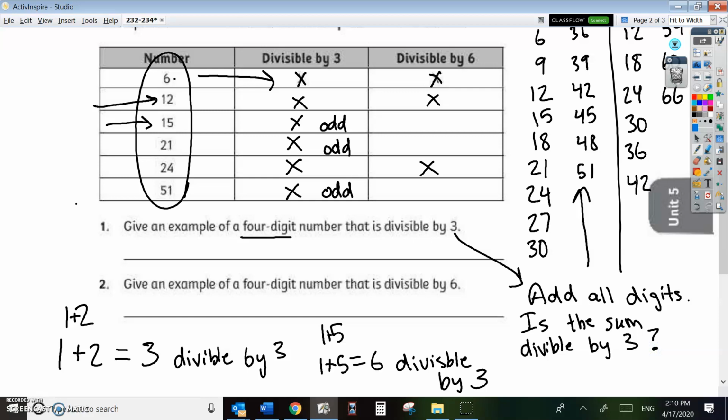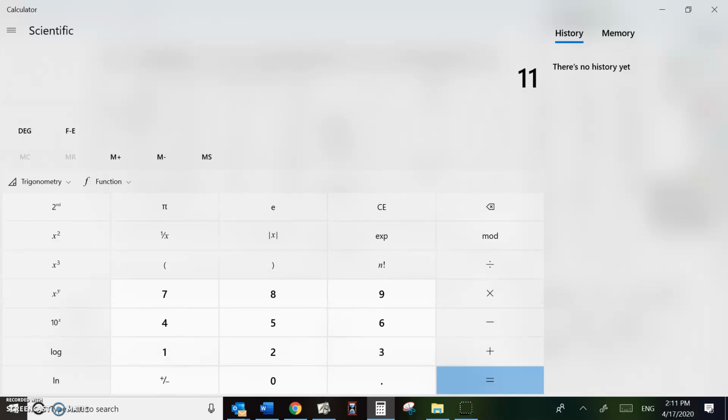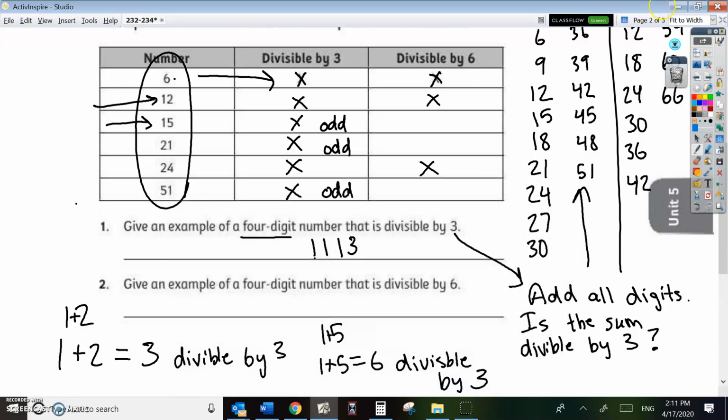Okay, so I want a 4-digit number, so go 1, 2, 3, and then 1 plus 1 plus 1 is 3, and 3 plus 3 is 6. So 1113 is divisible by 3, and let's check. 1113 divisible by 3. Yes, it is. Let's look at another example.